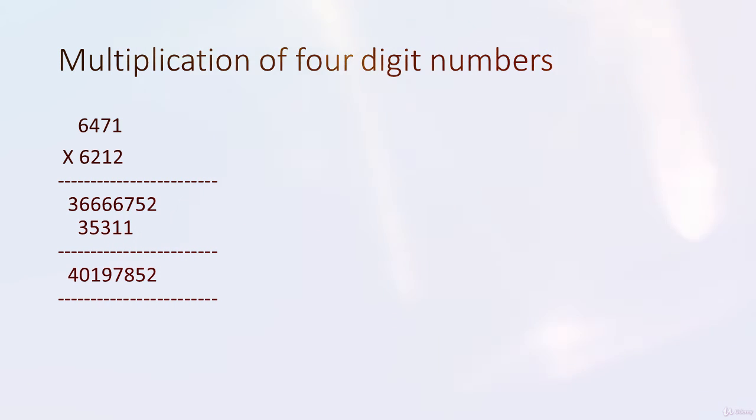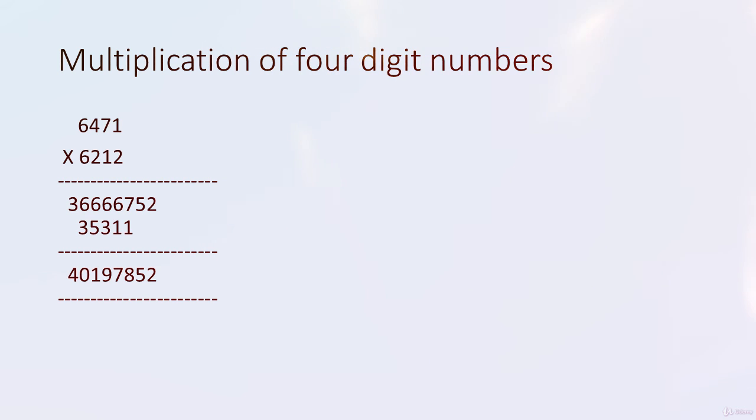The example is multiplication of 6471 with 6212. We will again start from the right hand side only. We'll do vertical multiplication, that is 1 multiplied by 2, that is 2. We'll write down 2, there is no carry forward. And to obtain the second digit, 7 multiplied by 2 is 14. 14 plus 1 multiplied by 1, that is 1, 15. We write down 5, we take carry forward 1.